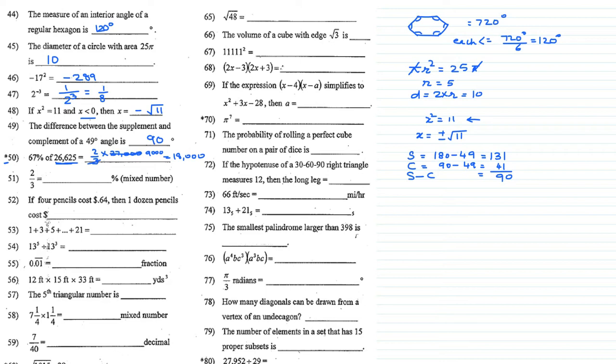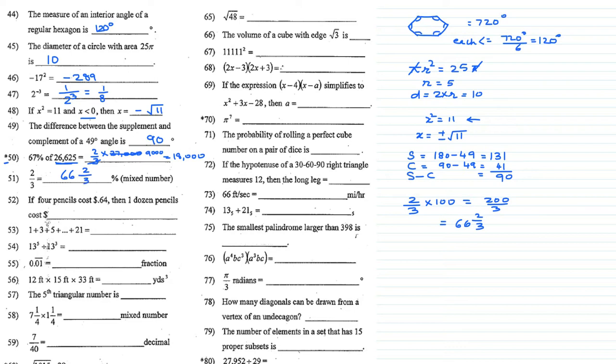Question 51, 2/3 is equal to how many percent in a mixed number? So 2/3 times 100 is 200 over 3, and this is equal to 66 2 over 3. So 66 2 over 3%.